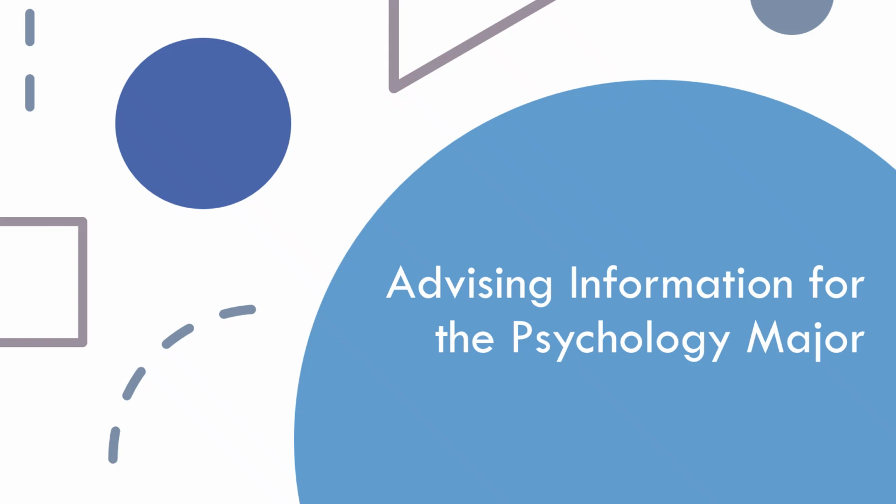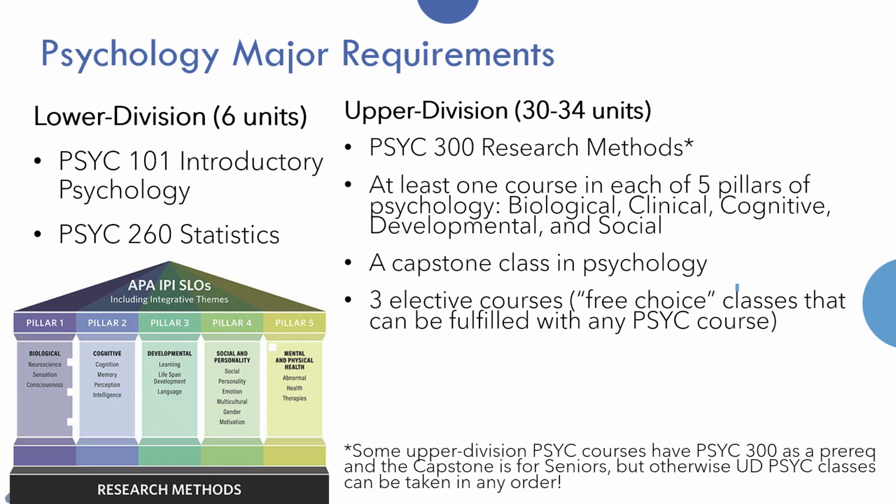This video provides some advising information specifically for the psychology major at USD. The psychology major requirements include 2 lower division courses, Introductory Psychology and Statistics, as well as Research Methods, Psych 300, and at least 1 course in each of the 5 pillars of psychology: biological, clinical, cognitive, developmental, and social.